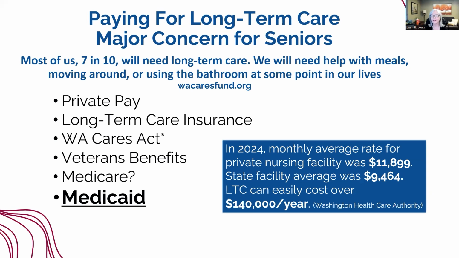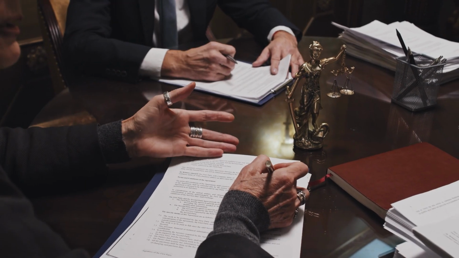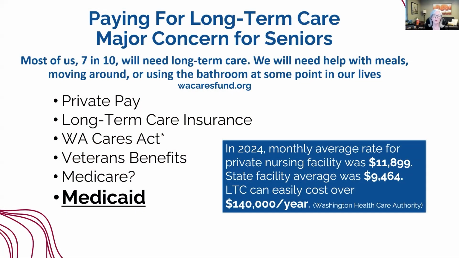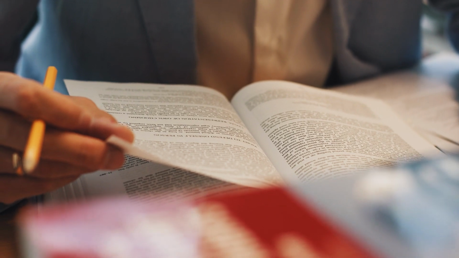I did include in this slide the Washington CARES Act because that is a newer insurance benefit program that we do have in Washington State. I'll talk about it very briefly. There's also veterans benefits that a veteran might qualify for. Medicare, does Medicare pay for long-term care costs? No, the answer is no. Medicare will pay for rehab when somebody leaves a hospital and goes to rehab before they go home or wherever they're going to, but do not think that Medicare is going to cover your long-term care expenses, because it won't. The biggest source of payment for long-term care costs is Medicaid. We're going to be talking some Medicaid basics to help you understand Medicaid better.